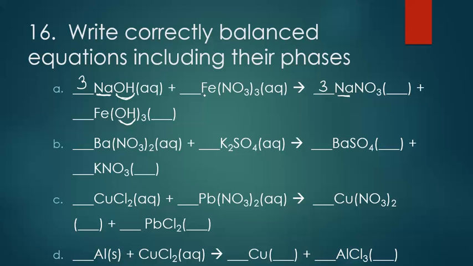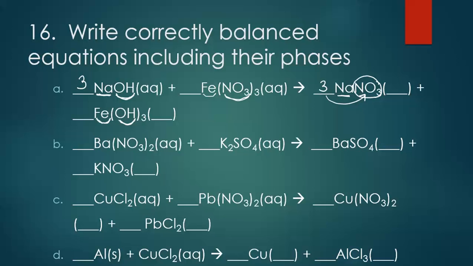How many irons? There's 3 irons here? 1. How many nitrates? 3. And how many nitrates? 6. Nope, 3. A nitrate, my friend, is the whole thing.